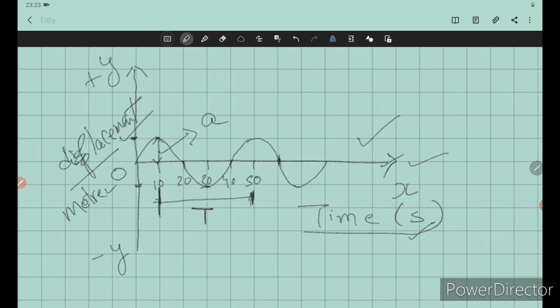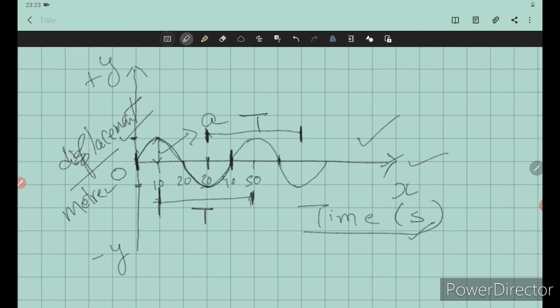This can be denoted by the time period T, or we can start from this position till the other trough, or the other valley. So this is also one time period. Or you can measure it from this point till one wave is over, till here. This is the single wave.